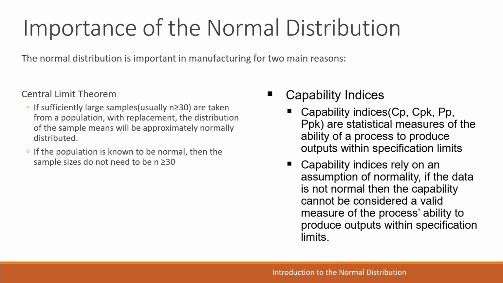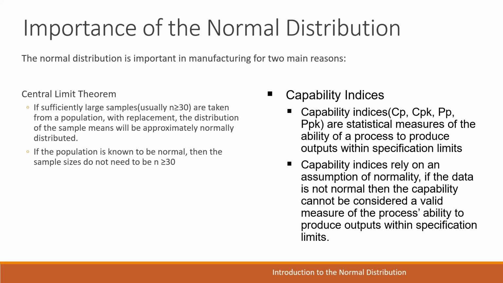What it says is, if sufficiently large samples, usually n greater than 30, are taken from a population with replacement, so you take your samples out, more than 30, and then you put them back in, the distribution of the sample means will be approximately normally distributed. So if you have, let's say, a population of 100, and you keep taking out samples of 30, 100 times, then you take the mean of each of those random samples. You pull out 30 random samples, take the mean, record it, put it back, take out another 30, and do that over and over. If you were to plot the means of all of those samples, it would approximate a normal distribution.